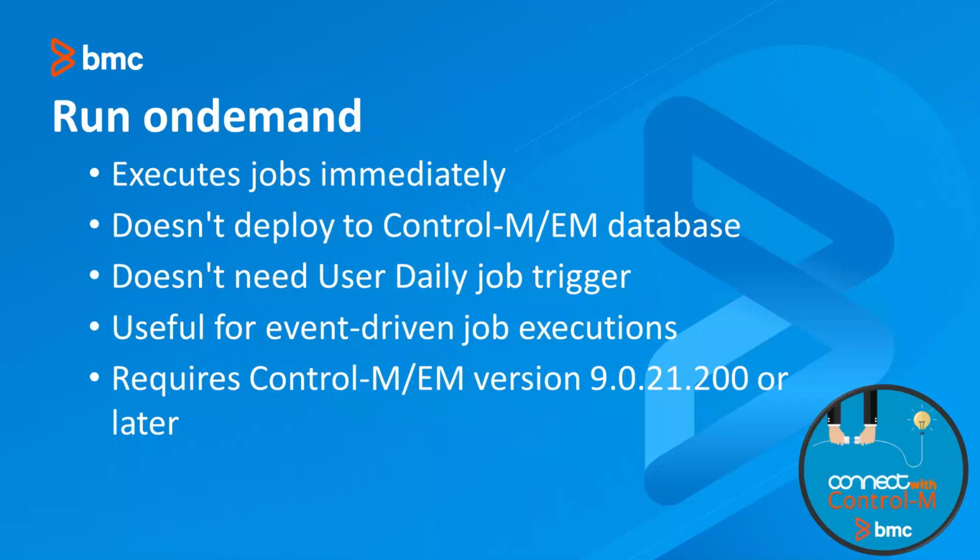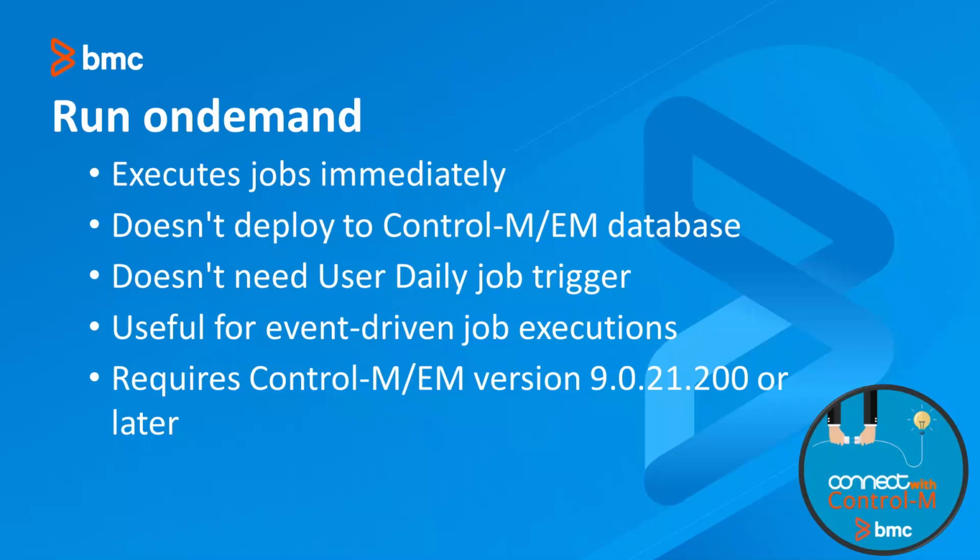Now let's move to the new Automation API feature, Run on Demand. The Run on Demand command enables you to execute jobs immediately using Automation API, without deploying them to the Control-M EM database and without requiring the user data jobs in Control-M to trigger them. This approach can be useful for event-driven job executions.